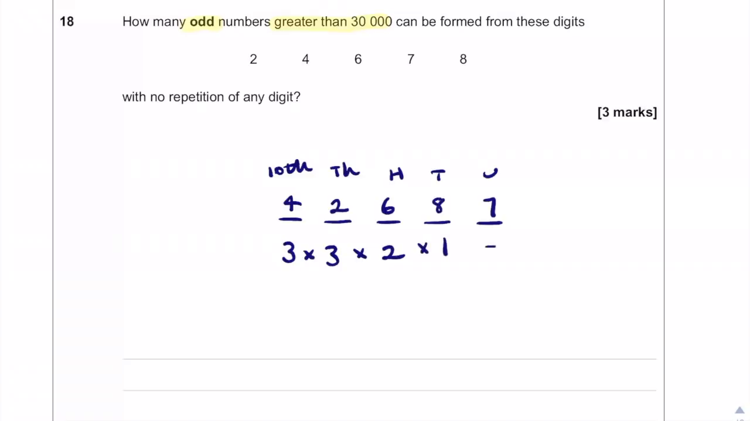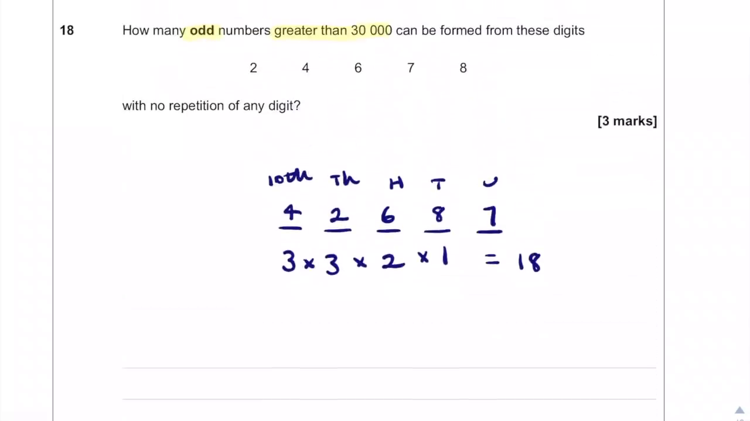So to work out the total number of digits that can be formed, we multiply all of the combinations together. So 3 times 3 times 2 times 1, which is 18. So therefore, 18 odd numbers greater than 30,000 can be formed with no repetition of digits.